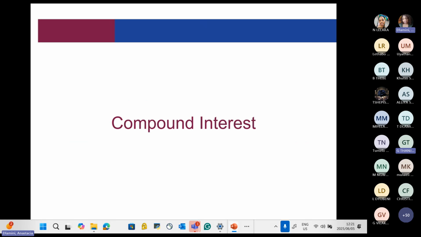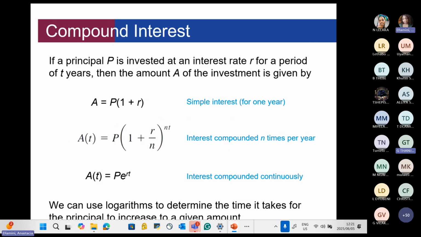Compound interest, guys. They say if a principal P is invested at an interest rate of R for a period of T years, then the amount A of the investment is given by this: simple interest, compound interest, and compounded continuously. That e in compounded continuously. They say we can use logarithms to determine the time it takes for the principal to increase to a given amount. Do you remember this? You did this in grade 12, where you didn't know why you were introducing the log, but you wanted to solve for T and introduced the log. Now you know, because of the one-to-one relationship.